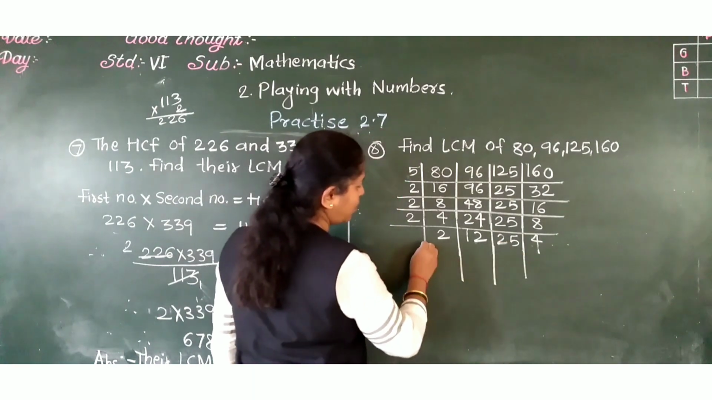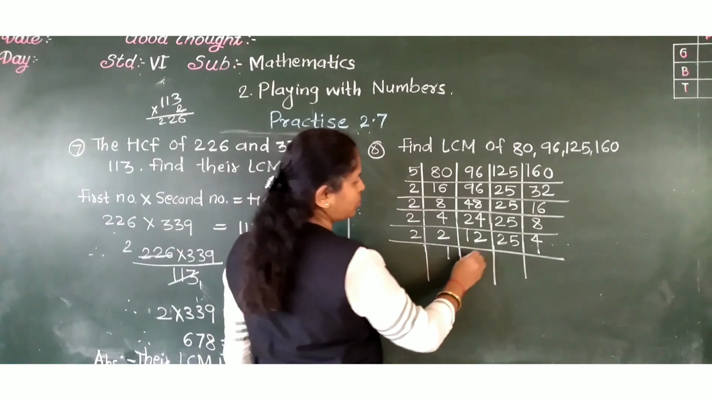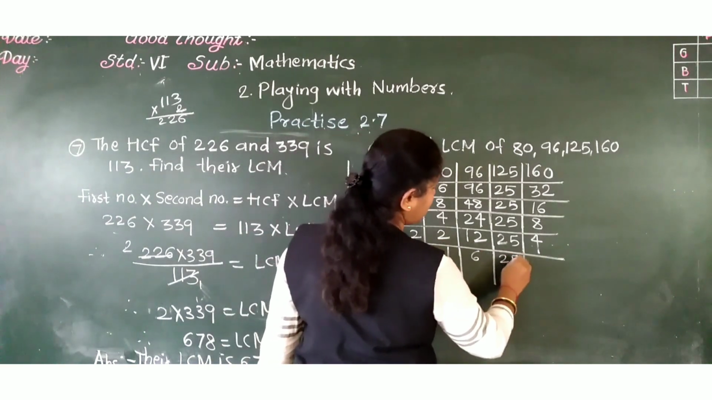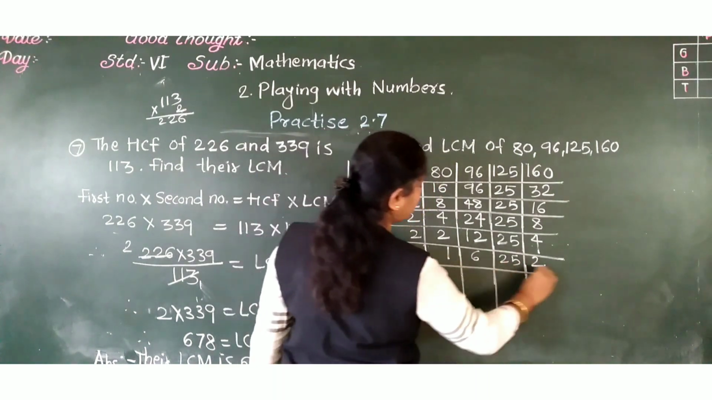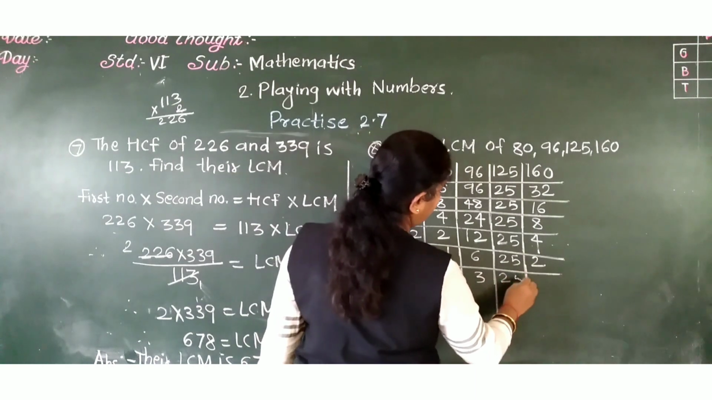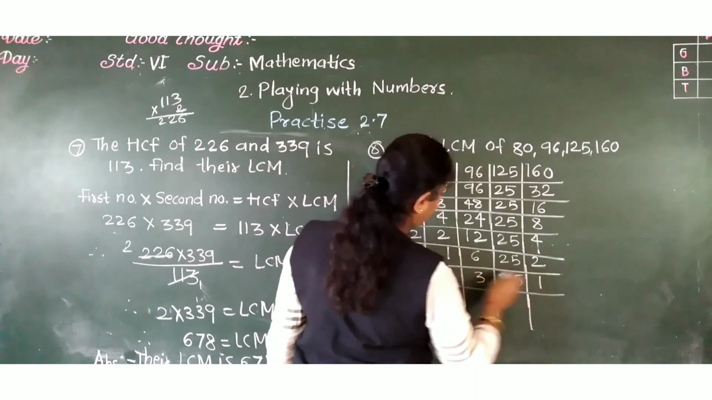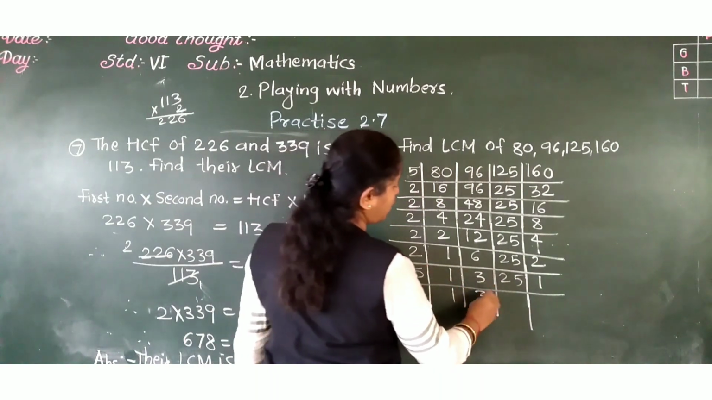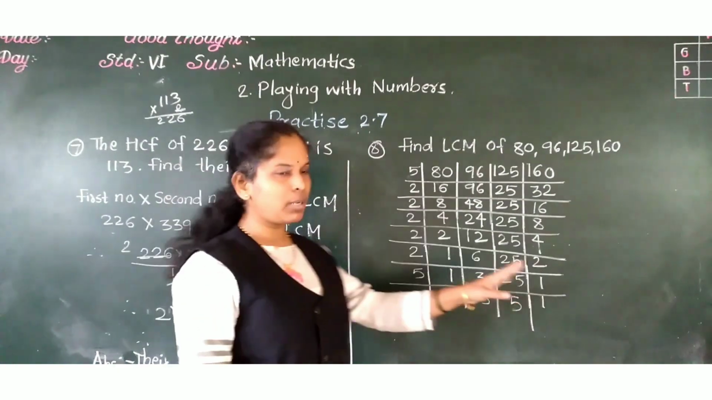It's lengthy but not difficult. Then 2 1s are 2, 2 6s are 12, 25 as it is, 2 2s are 4. Okay, again 2 1s are 2, 2 3s are 6, 25, and 2 1s are 2. Now 25 only remains, so divide by 5. What answer will we get? 5. Now see, everywhere prime numbers are there.